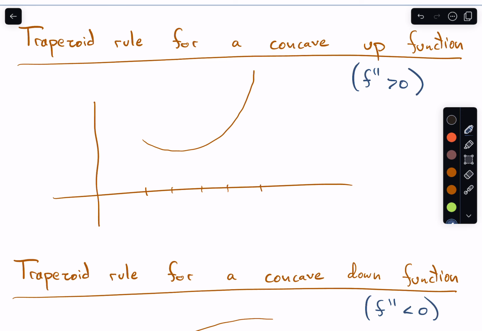Hi everybody, let's talk about the trapezoid rule. This is a procedure for estimating the area under a curve in case the calculus problem is too difficult to solve. So how does it work?